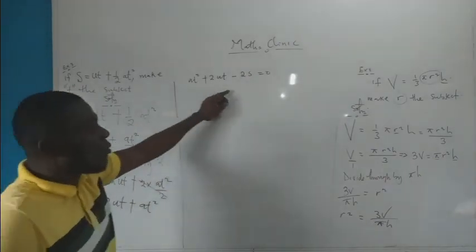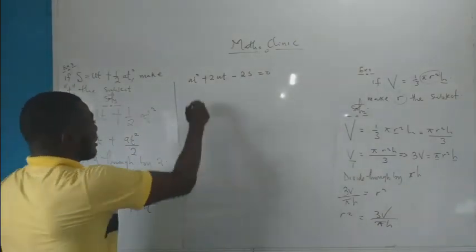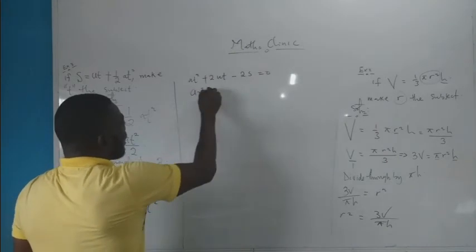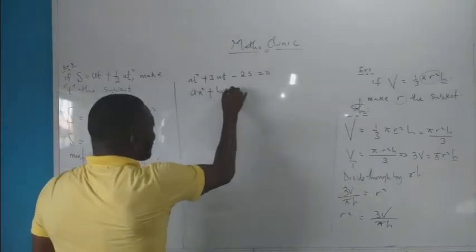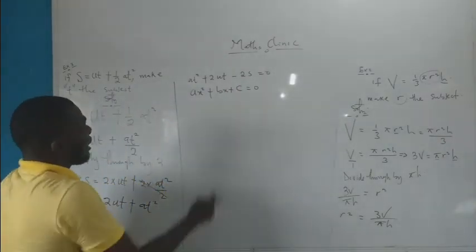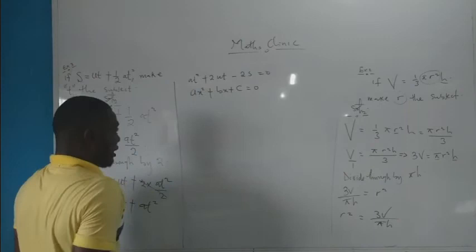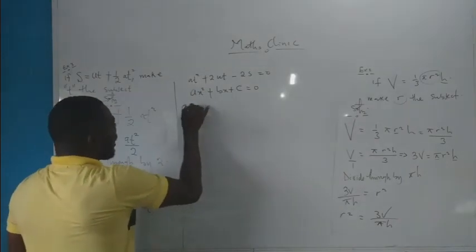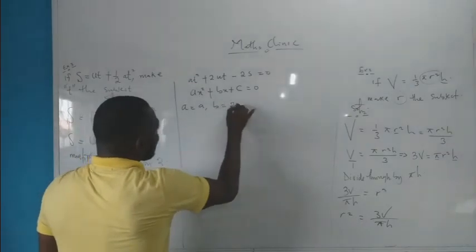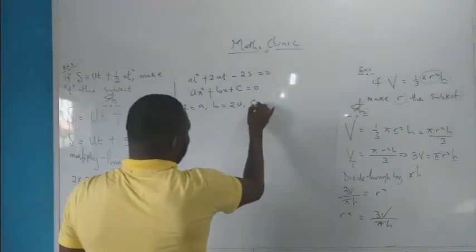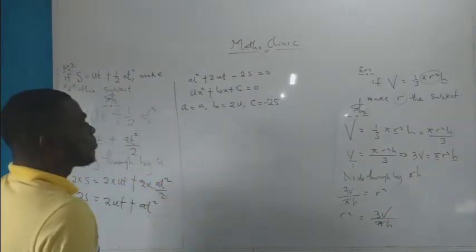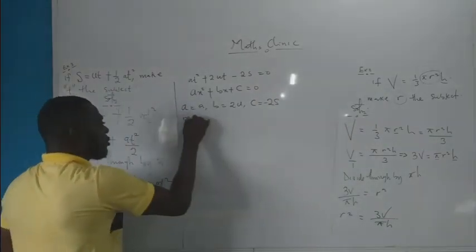This is in the form of a quadratic equation, in the form of at squared plus bt plus c equals to 0. Compare and contrast. We can see that t is the variable, a equals to a, b equals to 2u, and c will be equal to minus 2x. Okay?